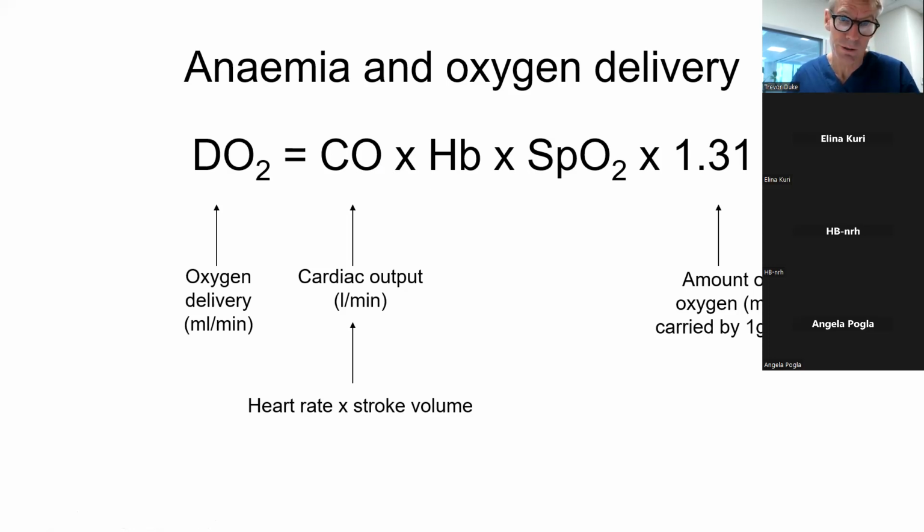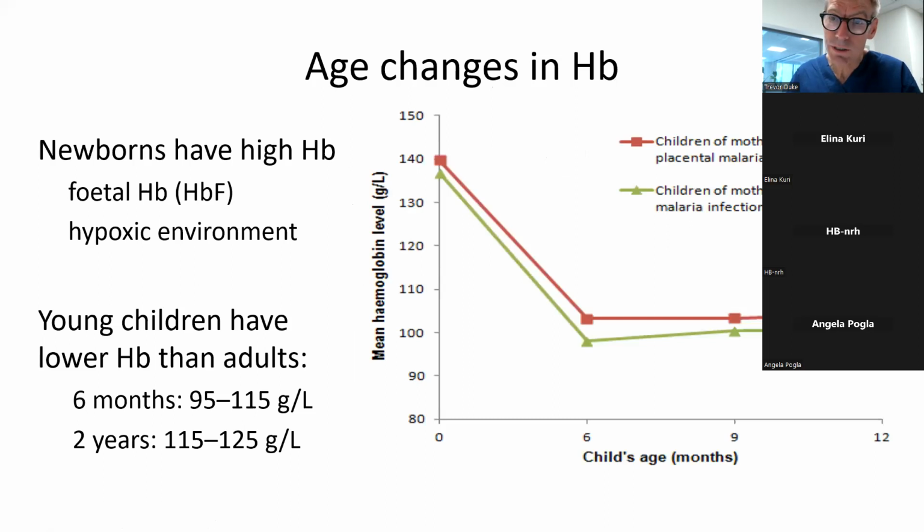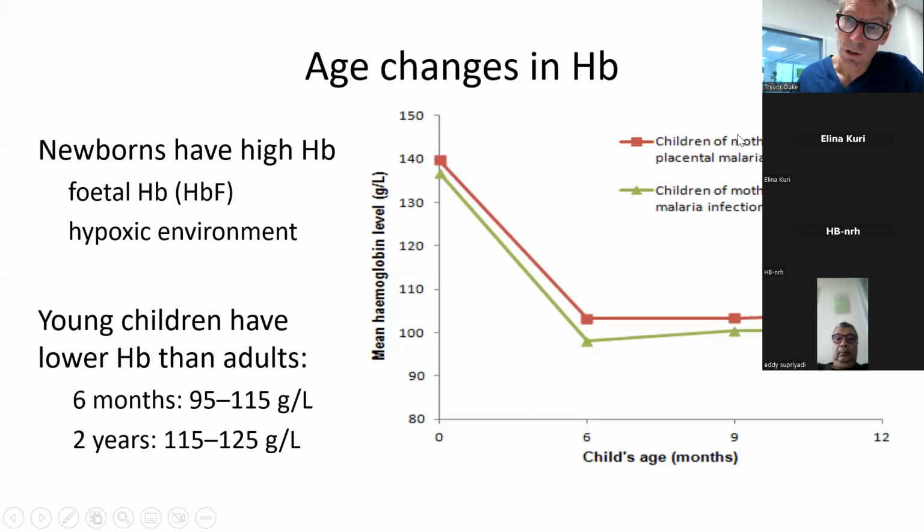There are substantial age changes with hemoglobin throughout childhood, and I'm sure most of you know that the hemoglobin in newborn babies is actually much higher. It's usually around about 12.5 to 15. It can be even higher. So this is the average hemoglobin of children of mothers who had no placental malaria. You can see that if a mother has had placental malaria, then the hemoglobin is a little bit lower.